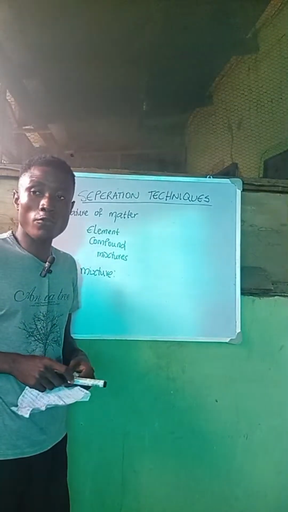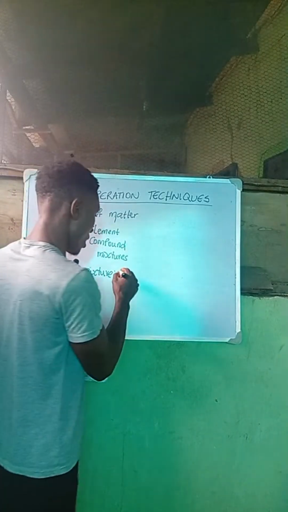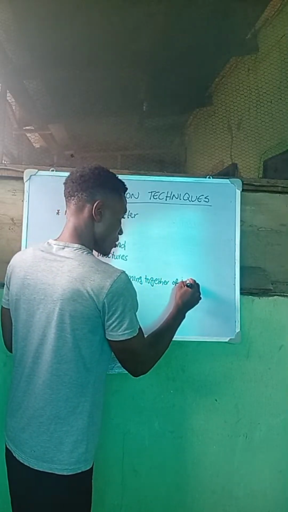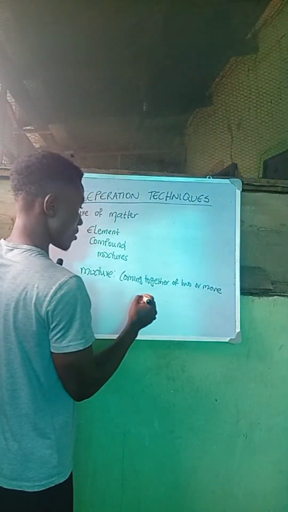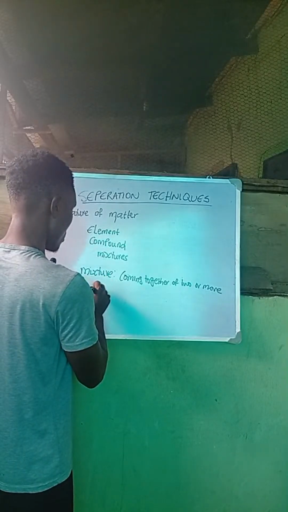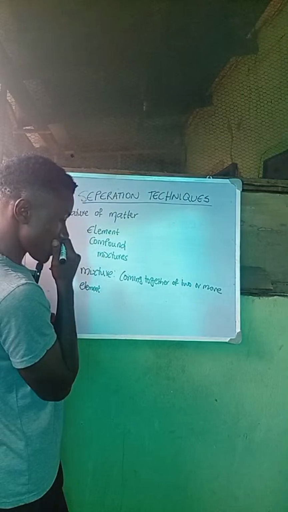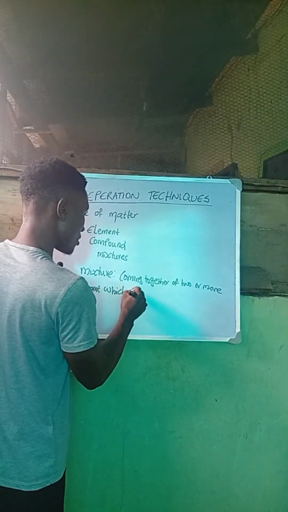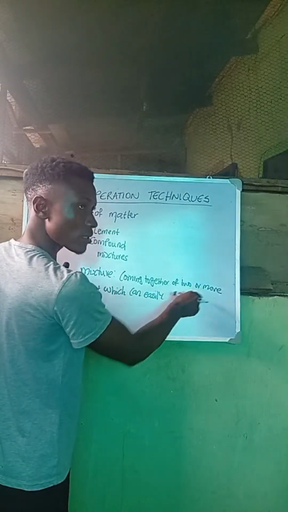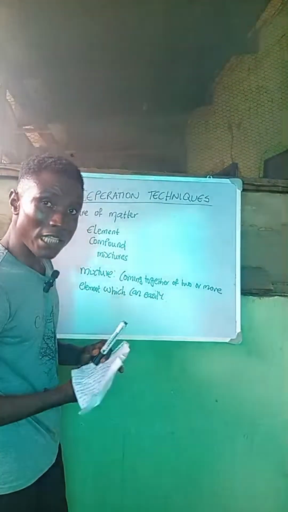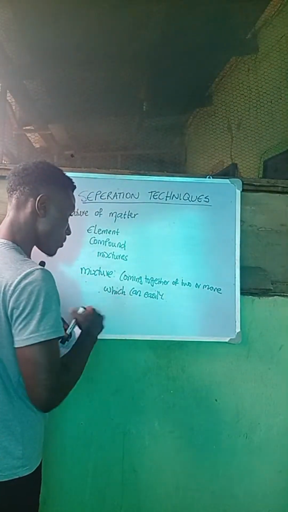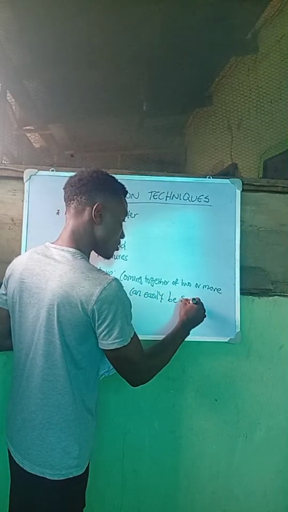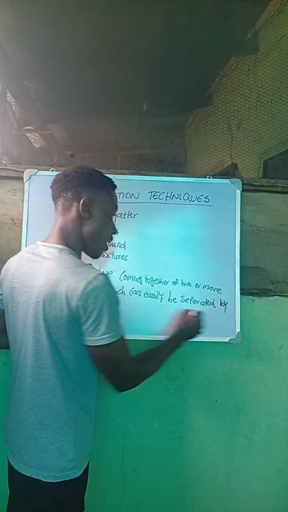be the coming together of two or more elements, right? So you can say it's the coming together of two or more elements. I will not use element. It is a coming together of two or more substances which can easily be separated by physical method or physical means.